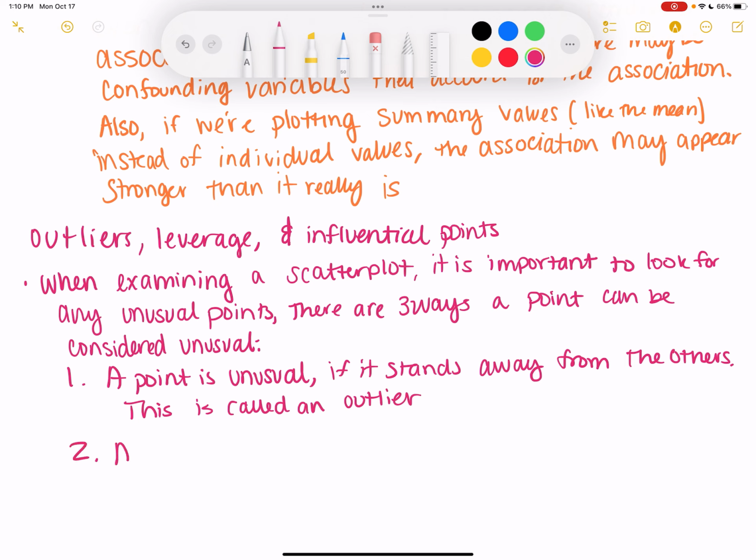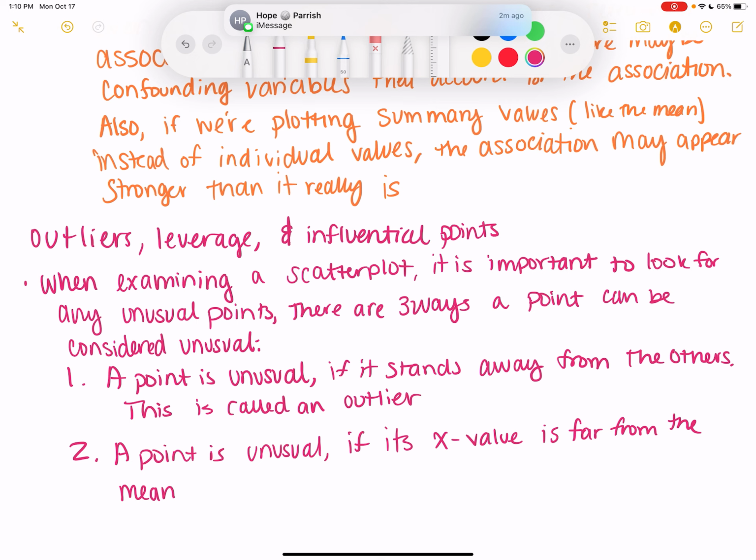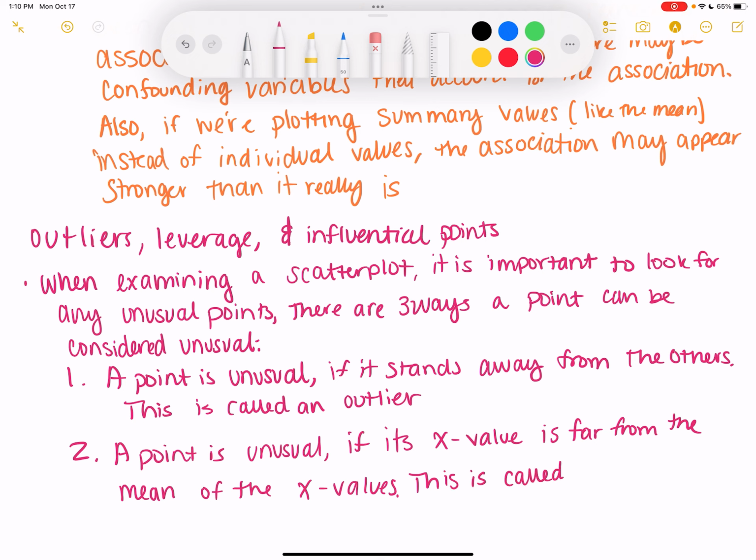2, a point is unusual if its x value is far from the mean of the x values. This is called high leverage.